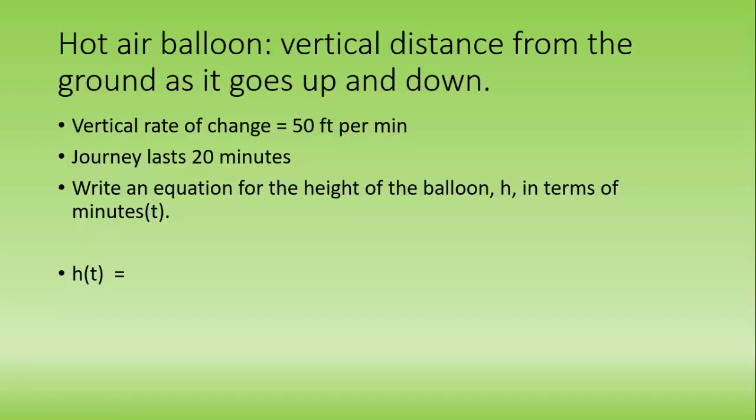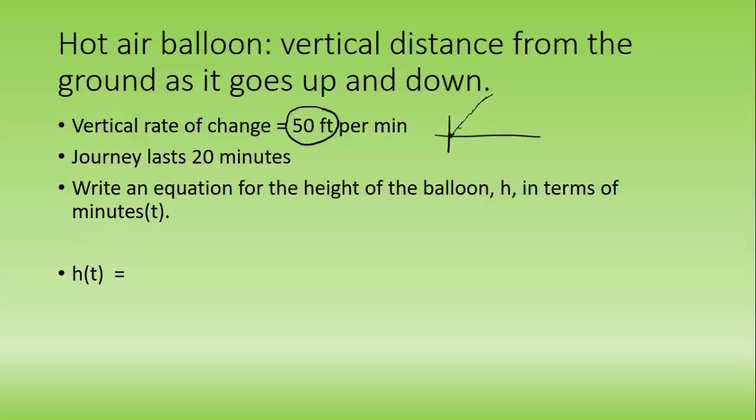Let's reconsider the hot air balloon problem from the homework. This one has vertical distance that changes, while it's also traveling along a horizontal axis. So we have to consider the vertical rate of change, 50 feet per minute. So every minute that goes by, the balloon that starts off on the ground is creeping upward. Actually, it's going pretty fast. 50 feet per minute is pretty steep, right? So every minute that goes by, another 50 feet, another 50 feet, another 50 feet.